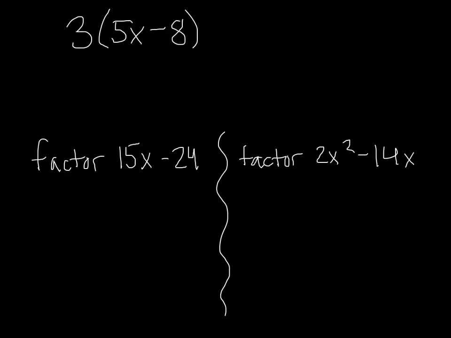Factoring is the opposite of multiplying. So for the problem up above, we're going to actually multiply. We're distributing that 3 inside the parentheses. That gets us 15x minus 24. That's the final answer when we distribute, when we multiply. But factoring, like I said, is the total opposite.